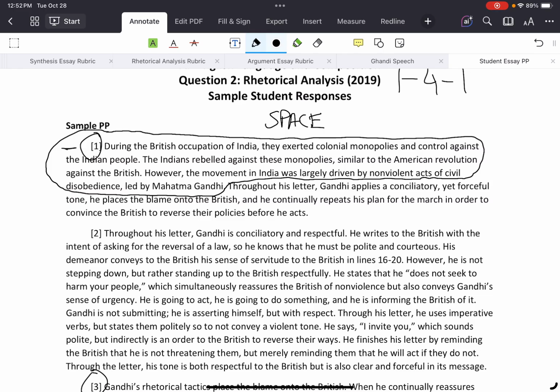Throughout his letter, Gandhi applies a conciliatory yet forceful tone, strategy number one. He places the blame onto the British, I'm assuming that's number two, and he continually repeats his plan for the march in order to convince the British to reverse their policies. I'm assuming that's three. Now you notice how these are his own words, the student's own words.